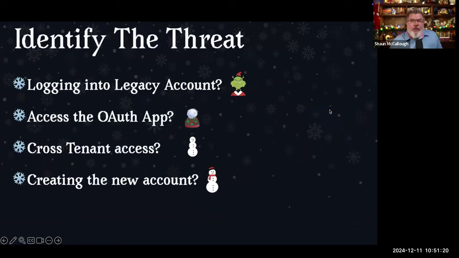What could we do a detection on? Now, there's a lot of things that we could do detection on. There's no one right answer for this. We could look for people logging into a legacy account, like that password spray. If we had been looking at it, if you had Entra ID turned on and you had all of its detections turned on, Entra ID might have detected the password spray.